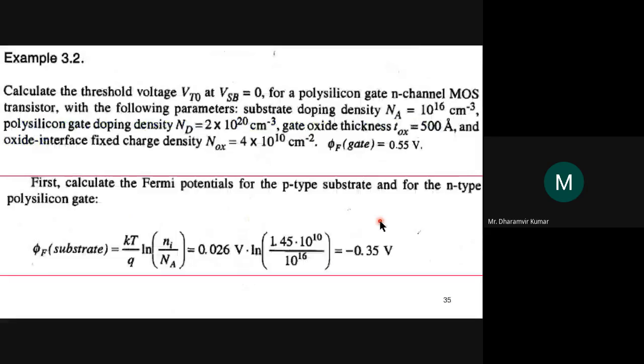So let us see. What is the time? Time is already up.